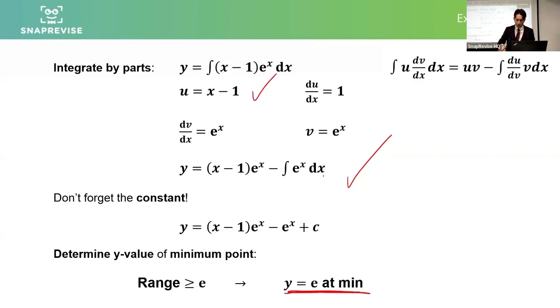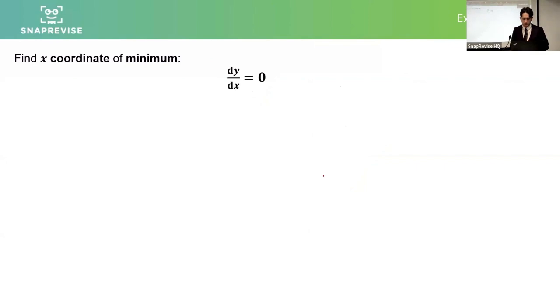So if you know the y value at the minimum is e, then we know minimum points should be crying out differentiation. That should be when the derivative is equal to 0. And remember, they started by giving us the derivative. So if we set (x minus 1)e to the x equal to 0, there's only one solution to that. e to the x can never be equal to 0, so x must be 1.